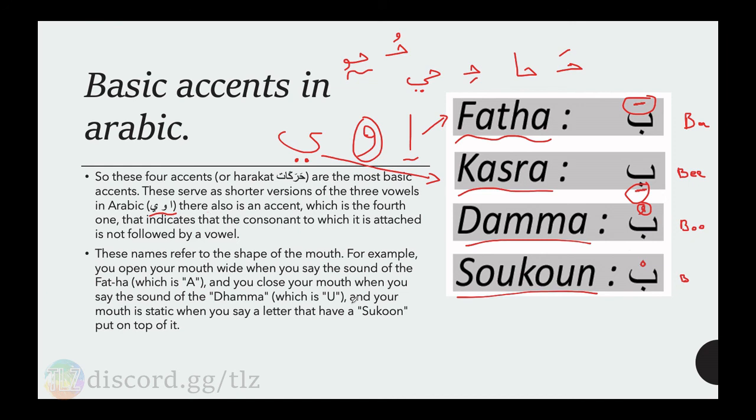You almost close your mouth. And then the word sukoon refers to how your mouth is static. You just pronounce the letter, you don't do anything extra. You don't open your mouth or close your mouth a little bit more to pronounce it, you just pronounce the letter.